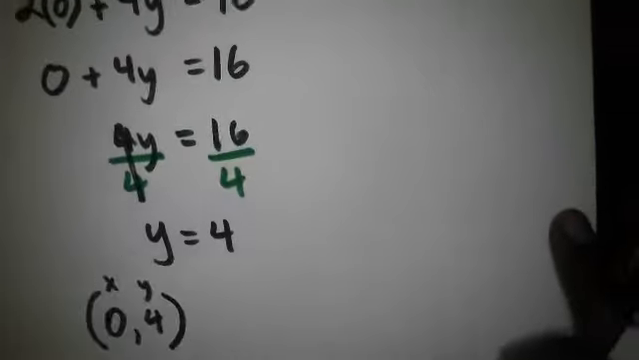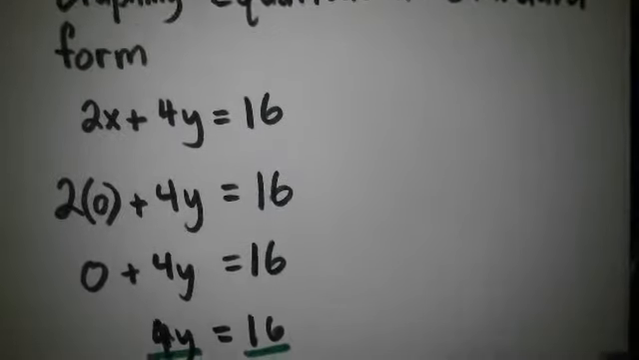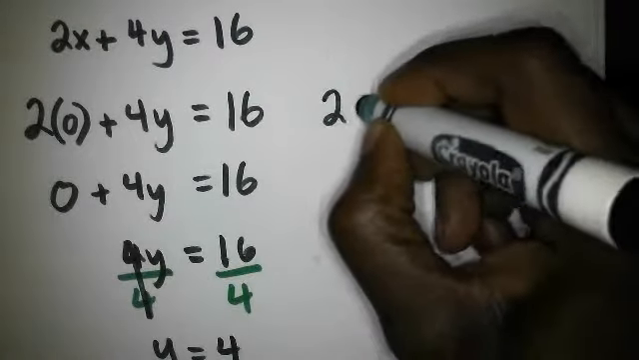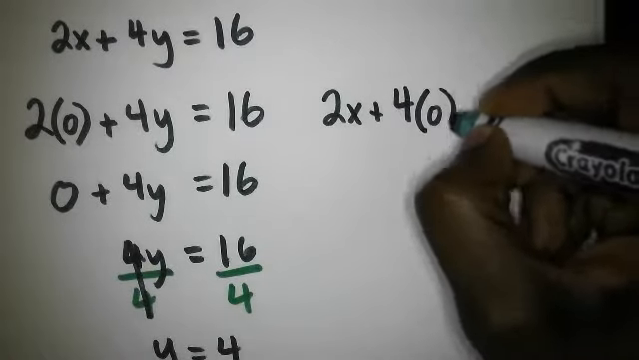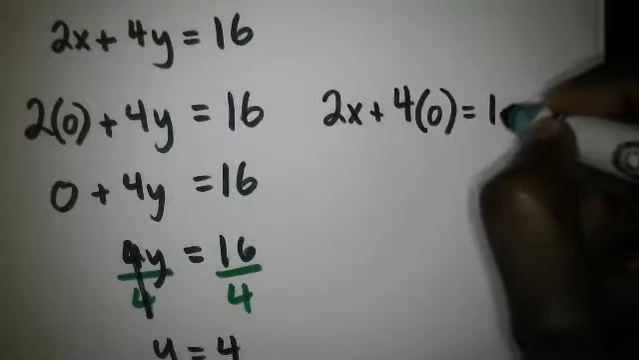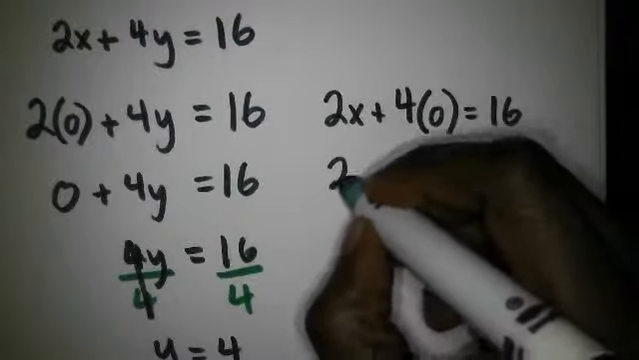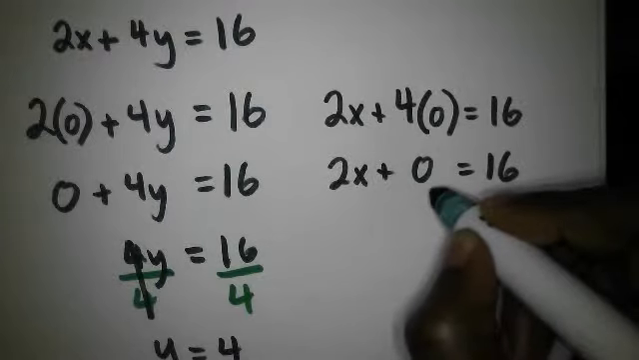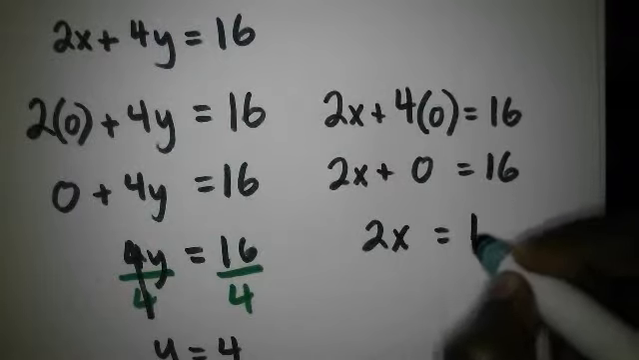Now let's find the other point, the x-intercept. Doing the same thing, now we have 2x plus 4 times 0 is equal to 16. Same thing we did over here. This is now 2x plus 0 is equal to 16. Anything plus 0 just means itself, so we have 2x is equal to 16.